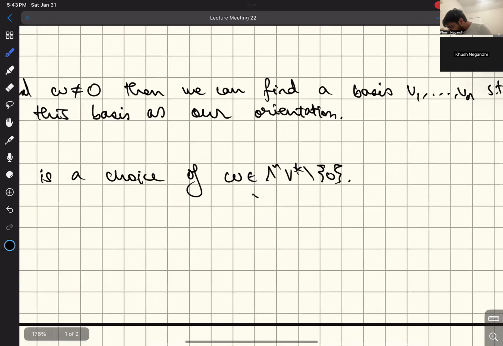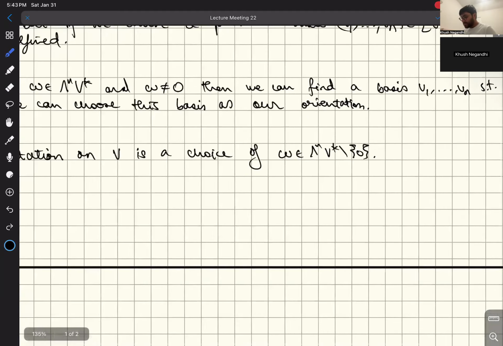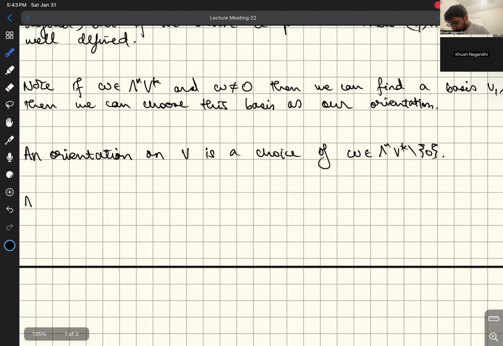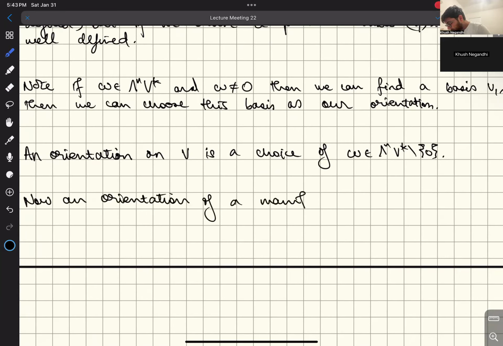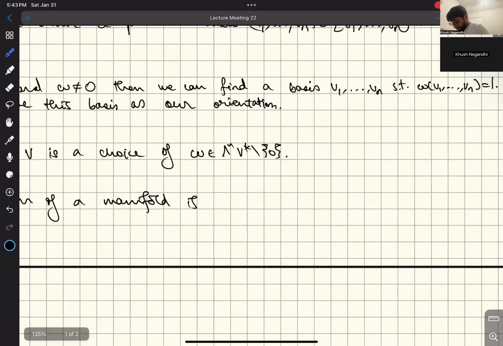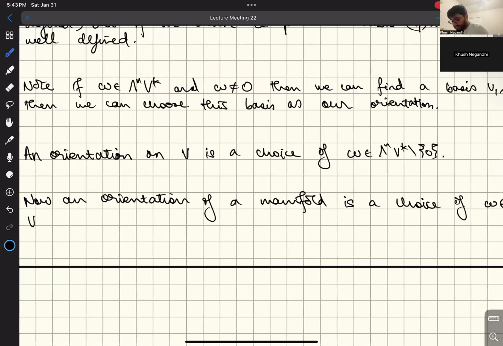Because we can replace this space by the space of n-forms, and then we can replace this one by the zero section of the n-forms. So what this is saying is an orientation on a manifold is a choice of omega with omega_p not equal to 0 for all p.